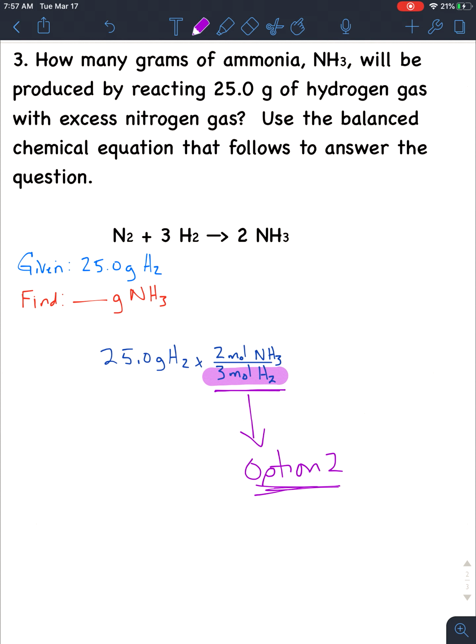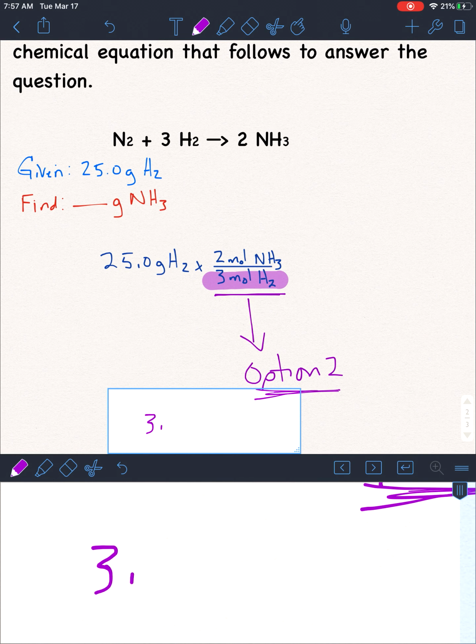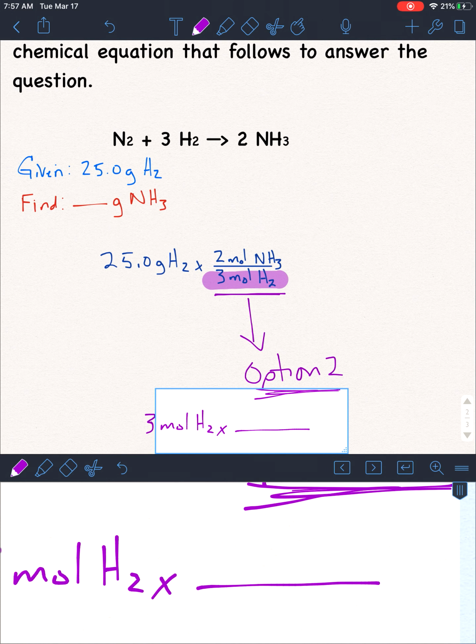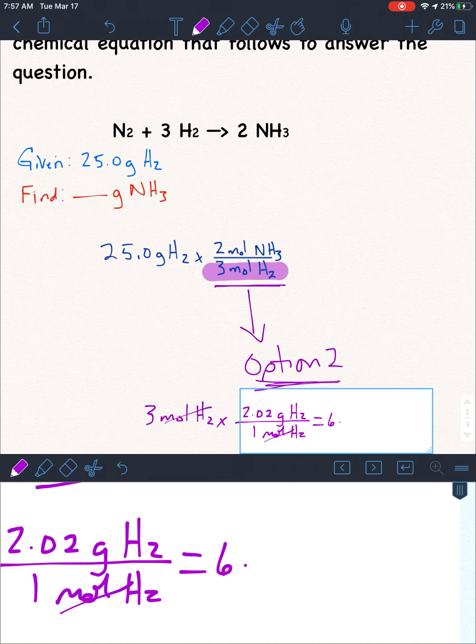So we need to turn 3 moles of hydrogen into grams of hydrogen. Using our molar mass from the periodic table, we see that 1 mole of hydrogen is equal to 2.02 grams of hydrogen. My units cancel. 3 times 2.02 is 6.06 grams of hydrogen.